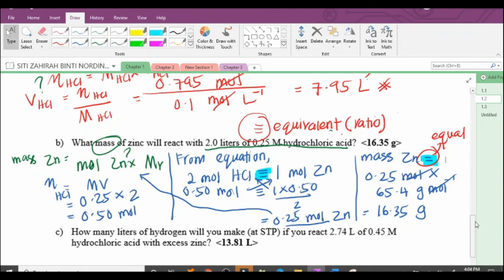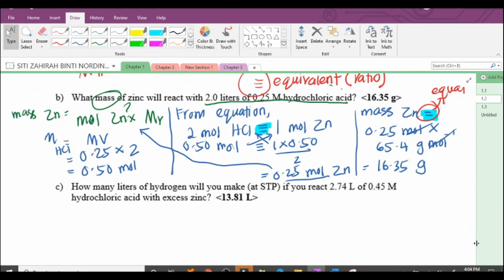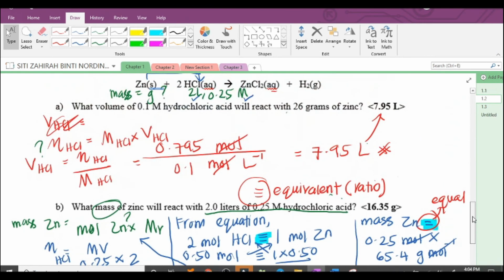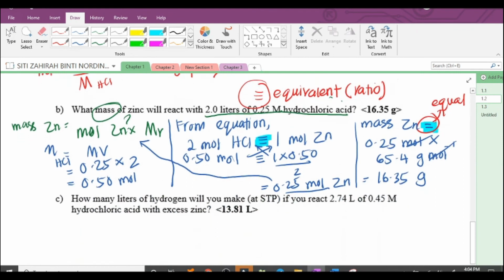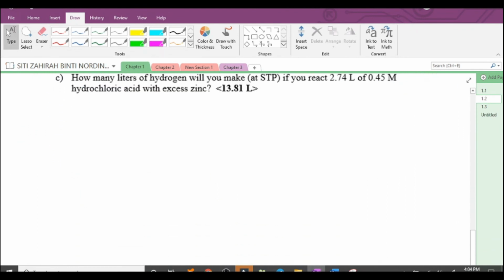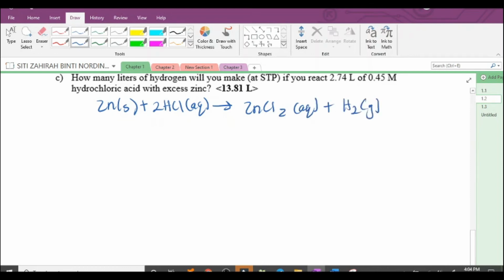So C. Okay. Let's move back to the balanced equation. Delete all this information because I don't want you to get confused. So for C, never mind, I just write it down. So zinc solid plus 2 HCl aqueous to form ZnCl2 aqueous plus H2 gas.